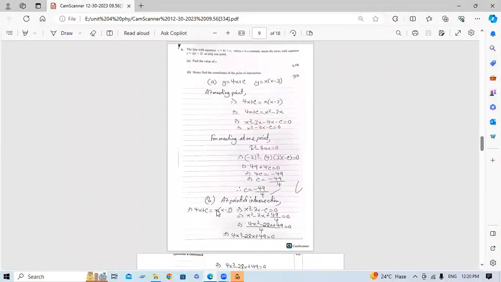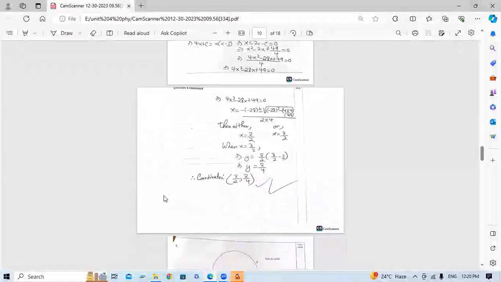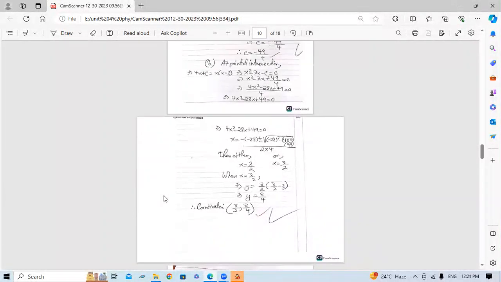This is 6A, 6B. And this is the final part of 6B.